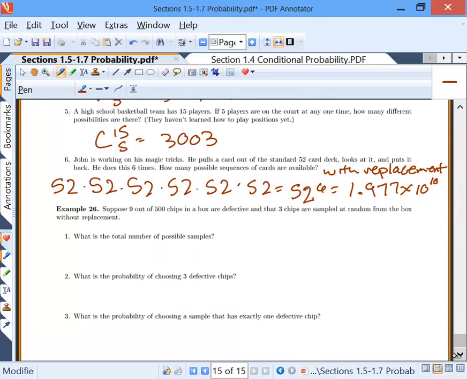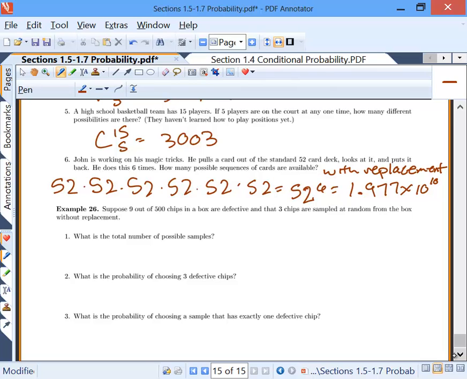Now this next part is what kinds of things you'll actually see in your homework. Okay, we'll see some of the basic ones and then they get a little bit harder. So suppose we have 9 out of 500 chips in a box are defective and 3 chips are sampled at random from the box without replacement. Okay. So first of all, what is the total number of possible samples?